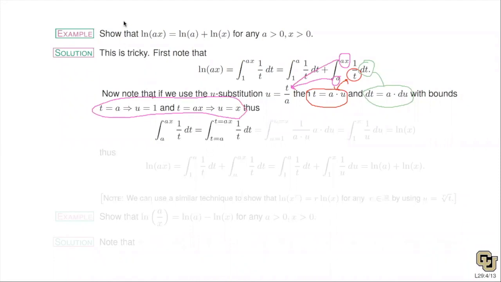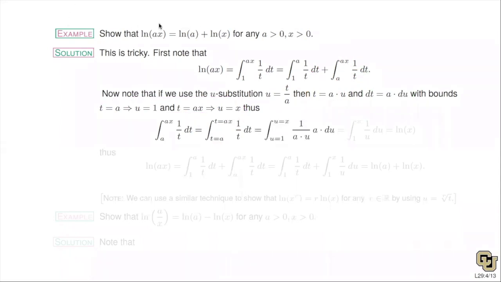So now we're ready to completely convert the integral. Here, I just wanted to be a little explicit, so I wrote t equals just so we know what bounds we're in. And so now I'm going to convert this thing. The bounds will change to 1 to x. The t down here, I'm going to replace with a times u. And the dt, I'm going to replace with a times du.